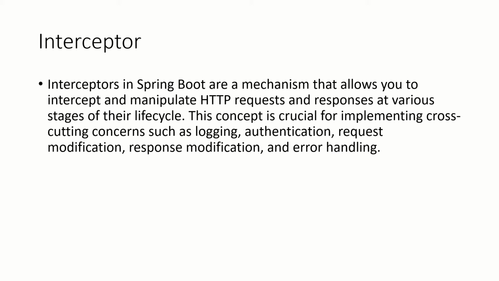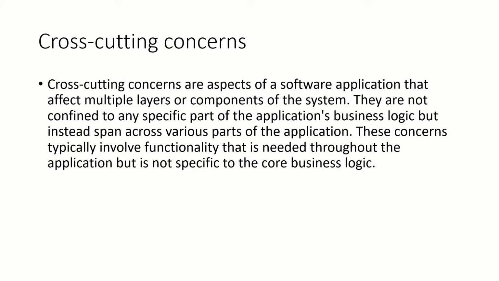You can put the authentication for all those 100 APIs at the interceptor level at one place. Similarly, you can also put the error handling and request modification, response modification. If you want to add a couple of fields in your request headers, you can put those things at the interceptor level. So that is what an interceptor and cross-cutting concern is. These are the examples of cross-cutting concerns: logging, authentication, request modification, response modification, error handling.